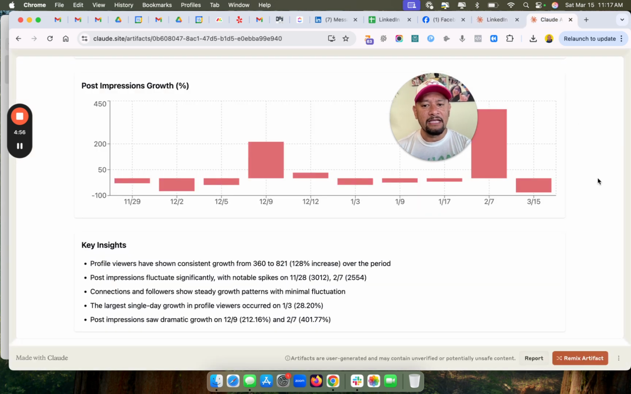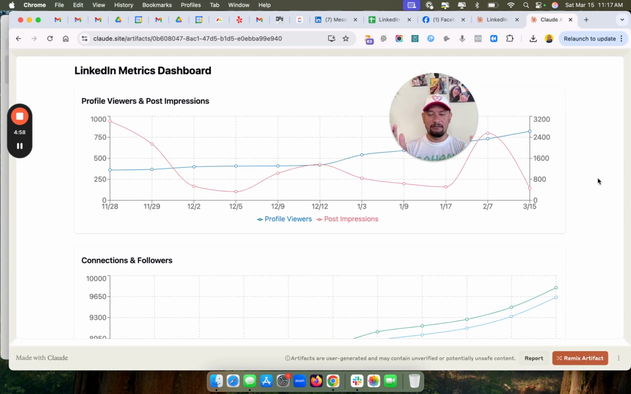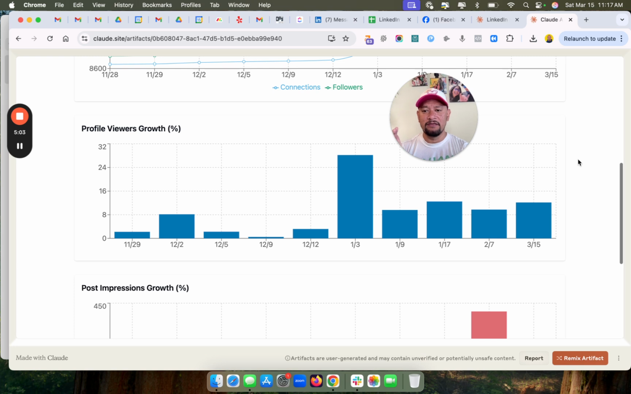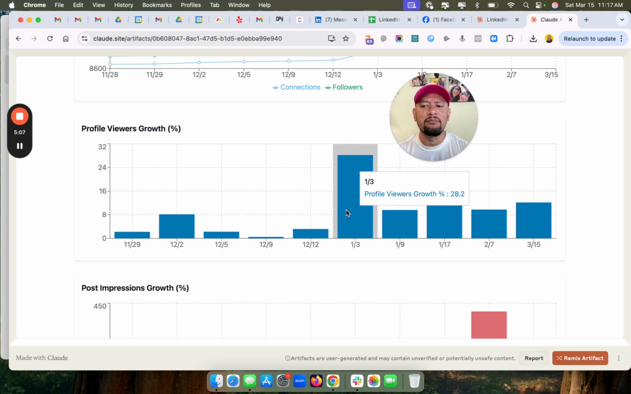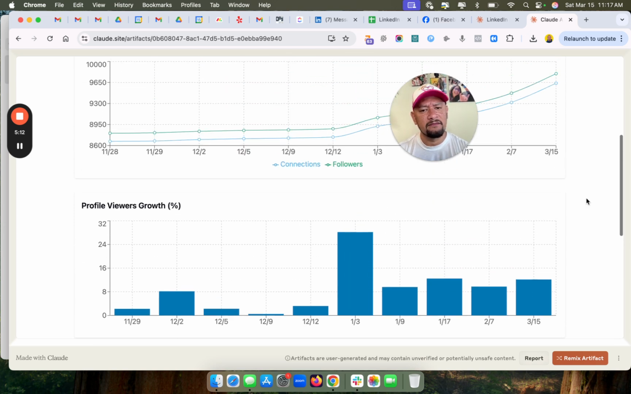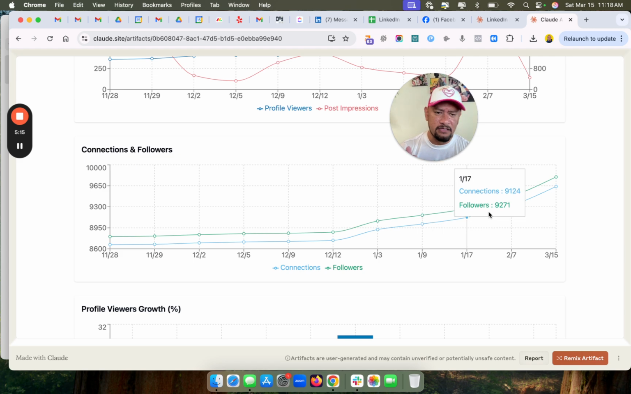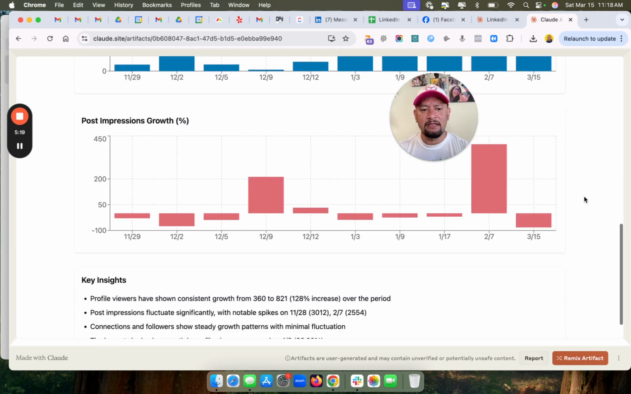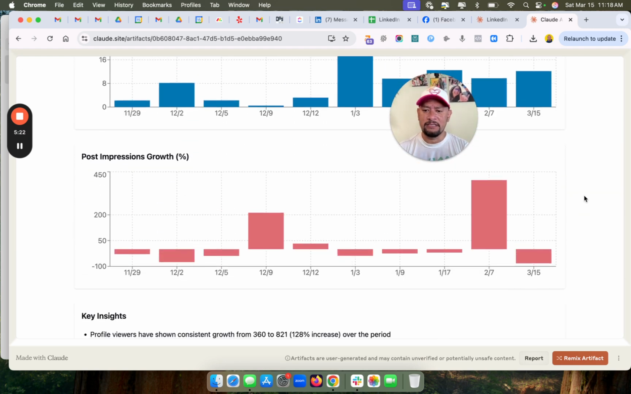And now I get to have a very clean visual look at the numbers. So here then I can quickly say, all right, what happened on this day that increased my profile views? And I noticed that there's something happening here that's consistent. Interesting. Connections and followers are going to continue to grow kind of in tandem. This is very interesting. And then post impressions went low here, right? And then that one spiked. Very interesting. And why is that?